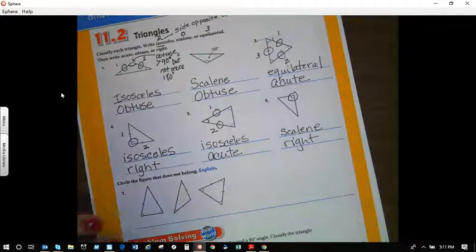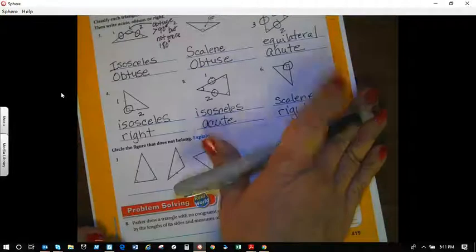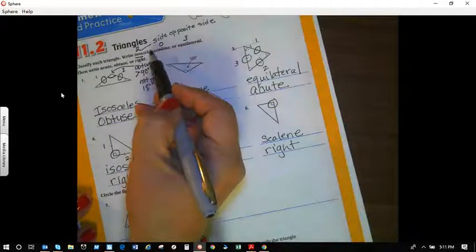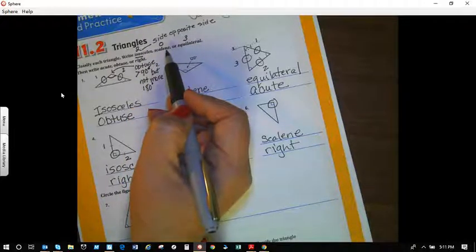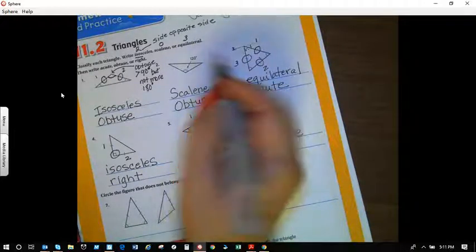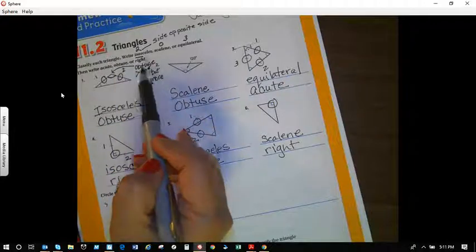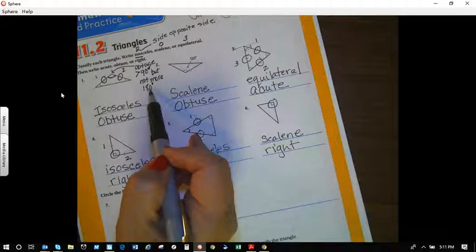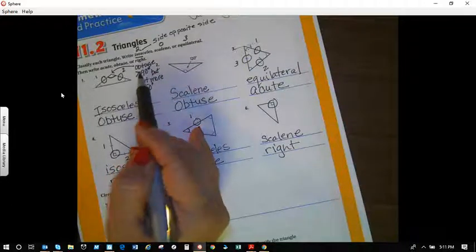Circle the figure. So let's look at number 7. All right, so if you don't understand, stop the video, go back, check again. Please make sure that you mark that an isosceles triangle has 2 lines that are congruent. Scalene has 0 lines that are congruent. And an equilateral triangle has all sides that are congruent. Then you were looking at the angles. Is it acute, less than 90 degrees? Is it obtuse, greater than 90 degrees, but not more than 180? Or is it a right angle, which is exactly 90 degrees?